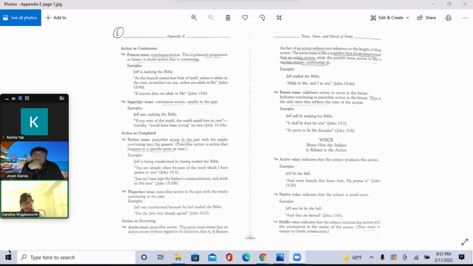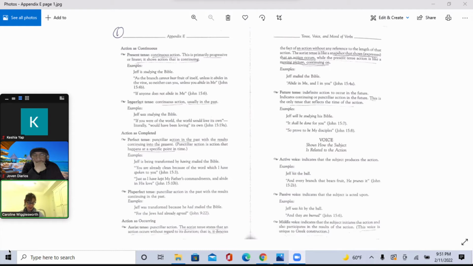So you have active voice, which indicates that the subject produces the action, like in Jeff hit the ball, or and every branch that bears fruit, he prunes it, from John 15:2b. And then passive voice indicates that the subject is acted on, which is Jeff was hit by the ball. And the other one I have to look up: and they are burned, from John 15:6. The subject is being acted on.